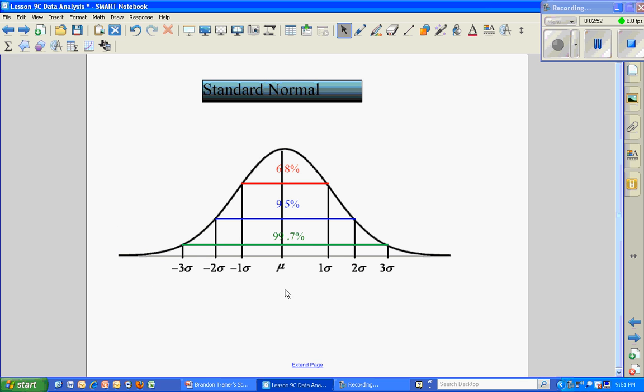So the standard normal would look like this. The mean would be at the highest point here in the middle. 1 standard deviation to the left and 1 standard deviation to the right would satisfy 68%. So that's 34 to the left and 34 to the right. 2 standard deviations either way accounts for 95% of the data. And then 3 standard deviations either way would account for 99.7% of the data. So the empirical rule is what we call it. It's 68, 95, 99.7.